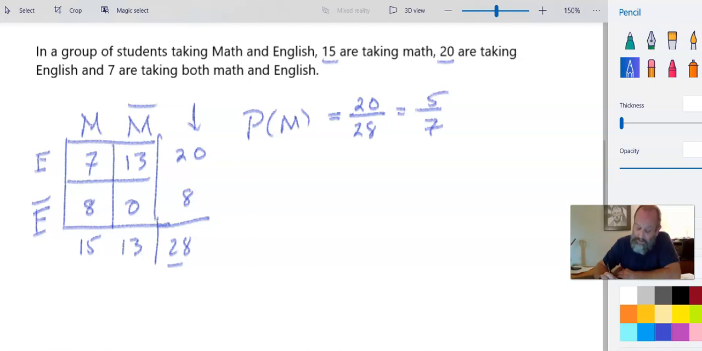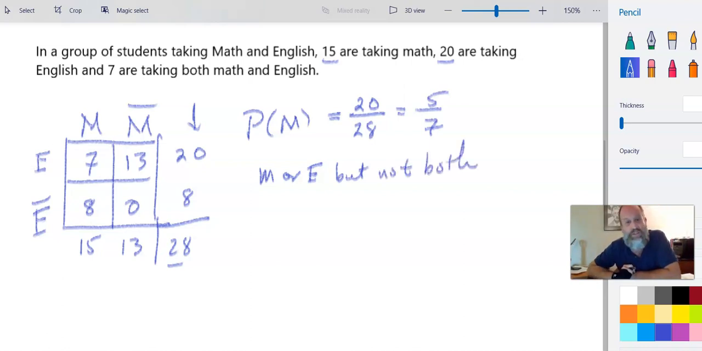If I wanted someone who's taking math or English, but not both. Now there are symbols for being able to say that, but I don't think it was covered in 20A, and it's not a typical thing. Most of the time when you're looking for this kind of a probability, it'll be either written out in a sentence, or you might see something like this, right? And it's fine to do a statement like that.